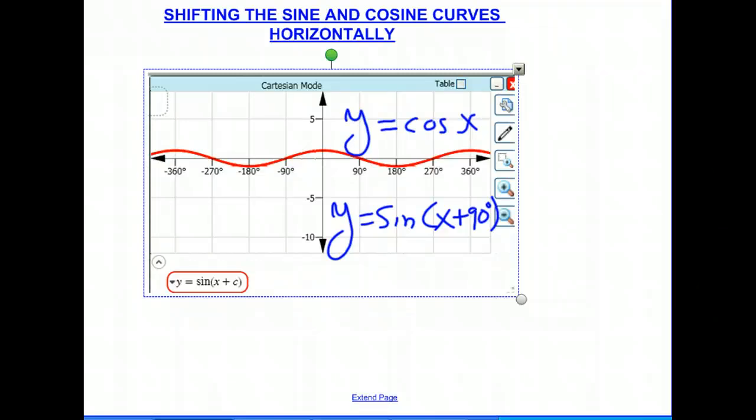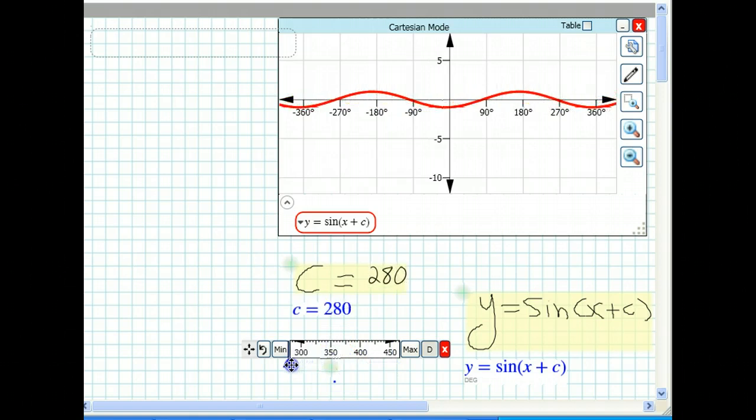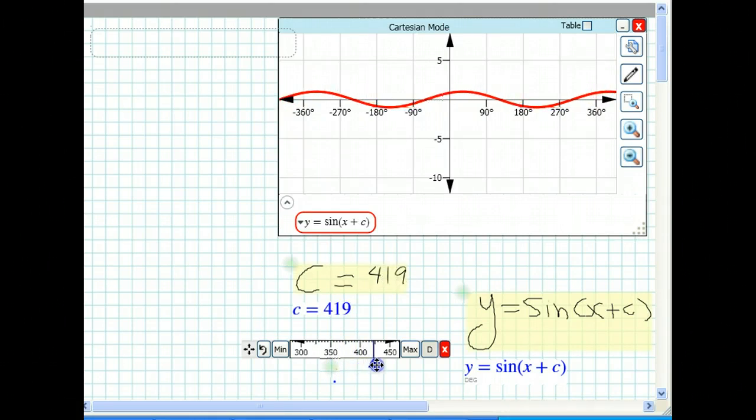I'll show you why. So here we are at y equals the sine of x plus 90. Let's keep moving to the right. What we're doing here is trying to manipulate the graph so it has moved over to be yet another cosine. You'll notice that we were at 90, and as I keep increasing, the graph keeps shifting to the left. What I'm trying to do is get it to look like a cosine curve again. I was at 450 and I moved too fast.